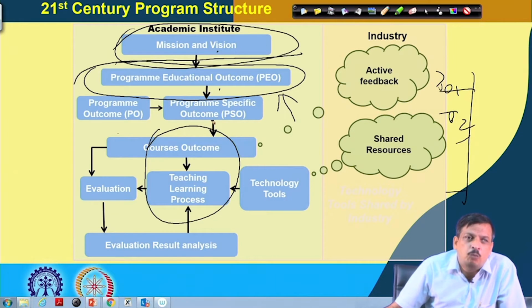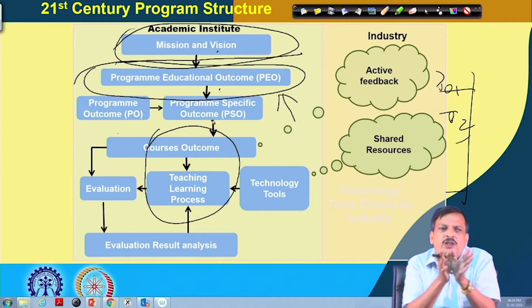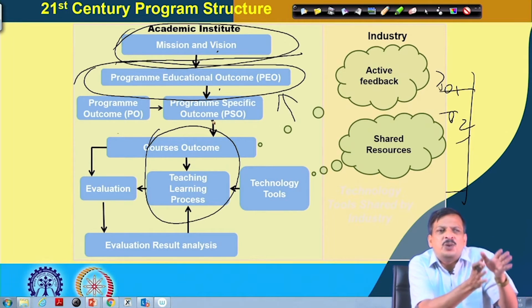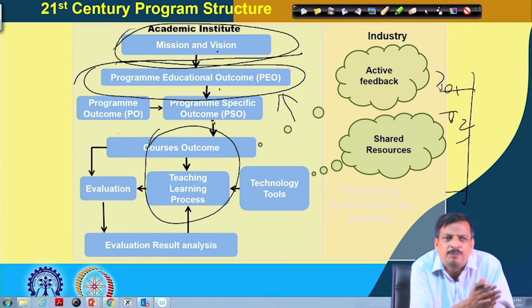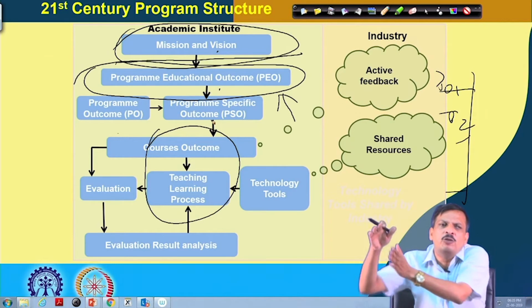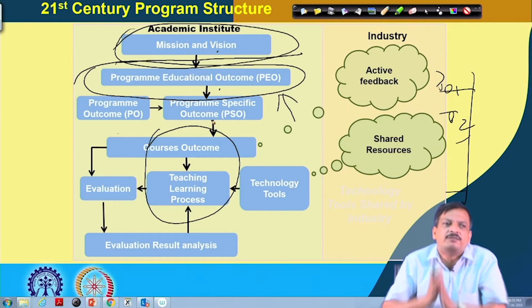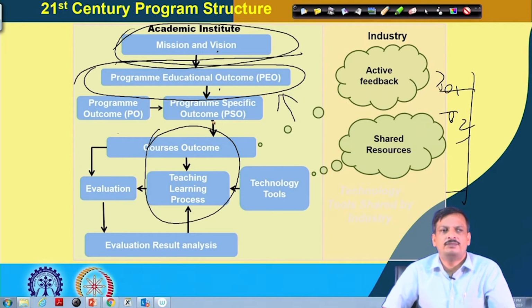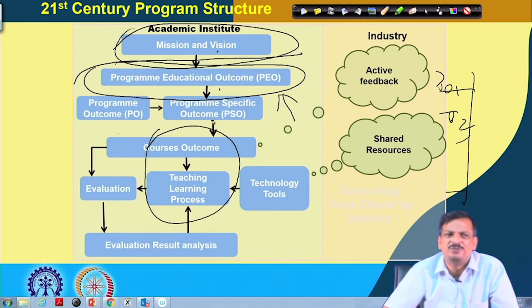Because the program, the target... if you see the basic principle of the education system, it is there to produce some skilled labor. Suppose institute A wants to produce computer science graduates who will be employable in local industry. Institute B wants to produce computer science graduates who will take care of high-end research. So their program specific outcomes will not be the same for the two institutes.